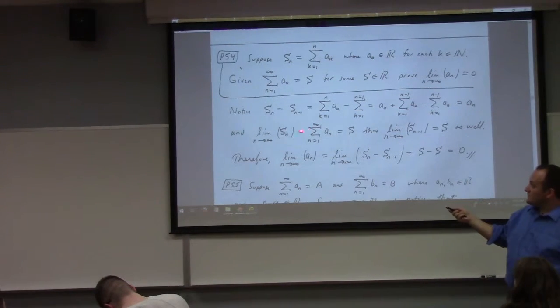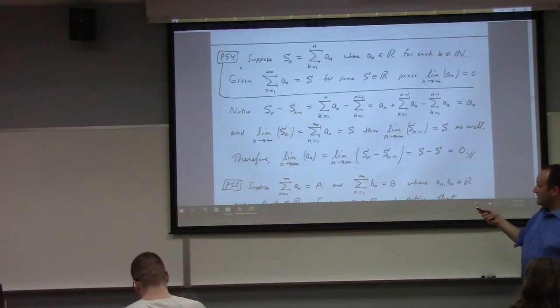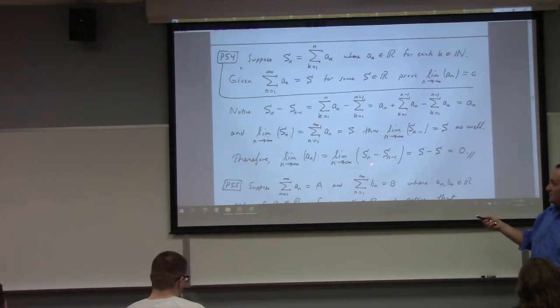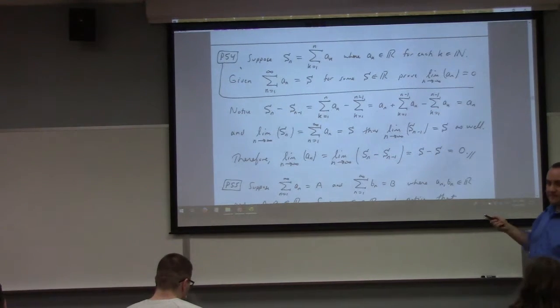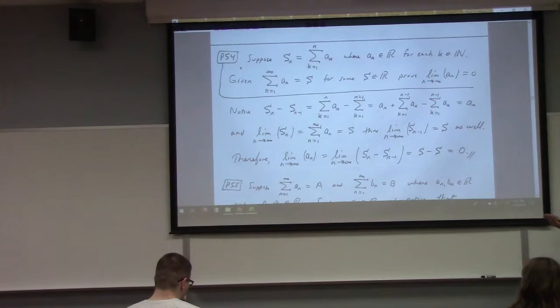So if we take the limit as n goes to infinity of this, by the definition of a series converging to S, we know that the limit of the sequence of partial sums is S. So the limit of a sub n as n goes to infinity is the limit of the difference of this and that. As n goes to infinity, this goes to S and that goes to S, so this goes to S minus S, which is 0, and that's the nth term test. If we have a convergent series, the limit of a sub n must be 0. So that's one that could conceivably be on the test.